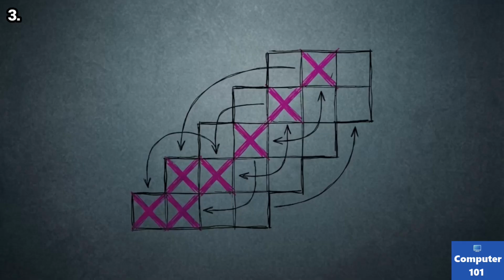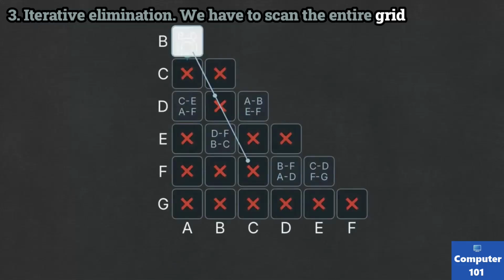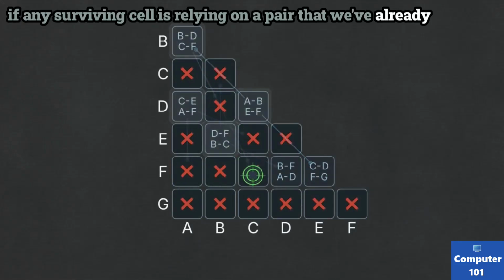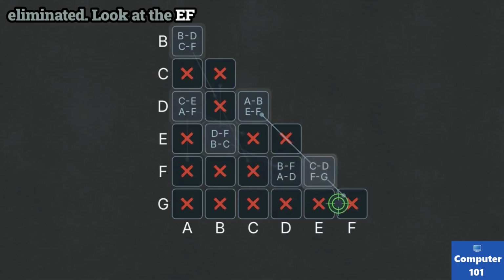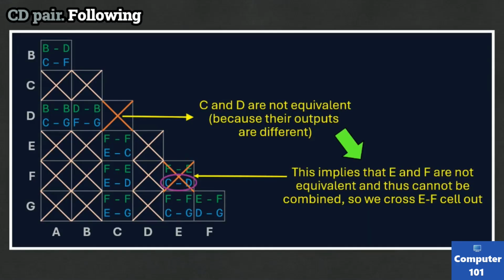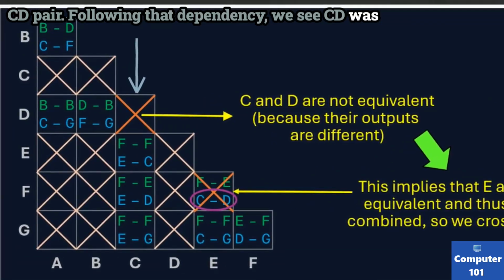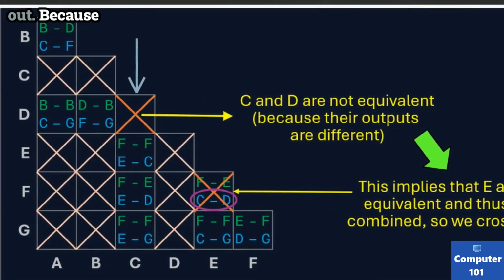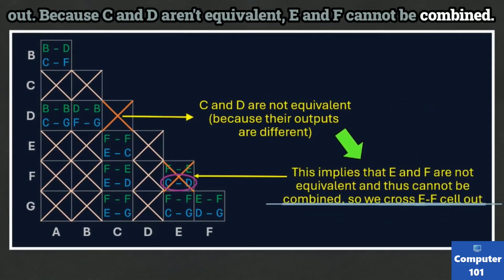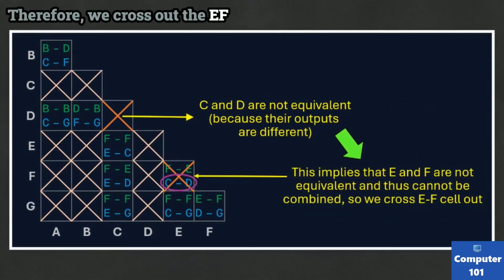Now we begin phase 3, iterative elimination. We have to scan the entire grid and check if any surviving cell is relying on a pair that we've already eliminated. Look at the EF pair in the bottom right. It relies on the CD pair. Following that dependency, we see CD was already crossed out. Because C and D aren't equivalent, E and F cannot be combined. Therefore, we cross out the EF cell.